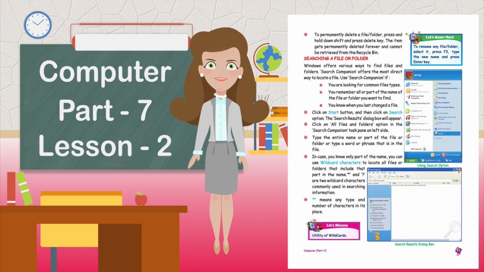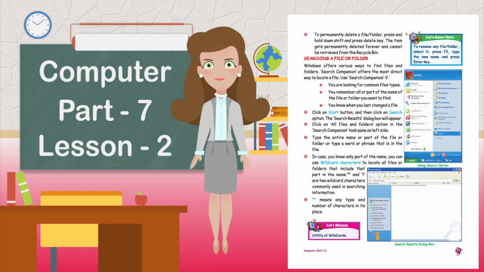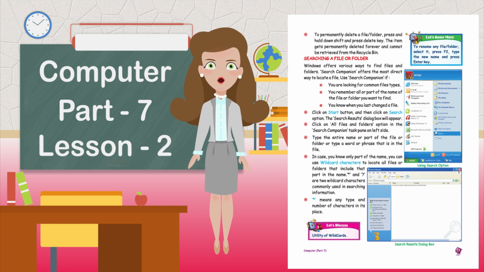Searching a file and folder. Windows offers various ways to find files and folders. Search Companion offers the most direct way to locate a file. Use Search Companion if you are looking for common file types, you remember all or part of the name of the file or folder you want to find, or you know when you last changed a file.